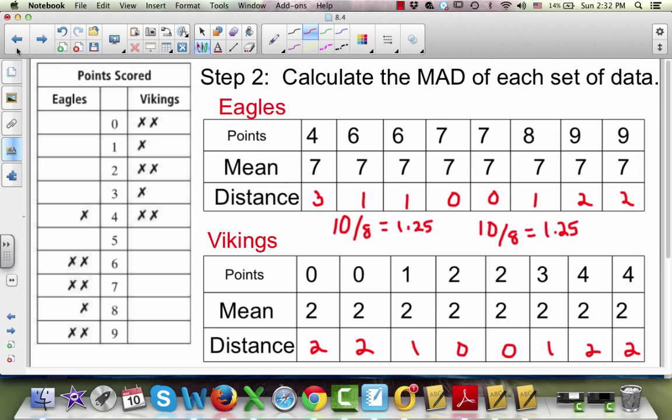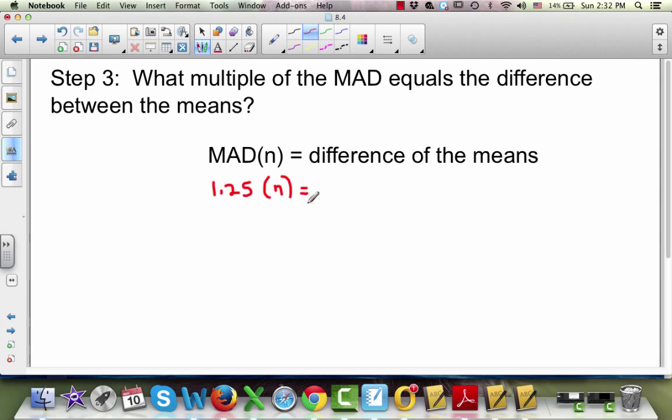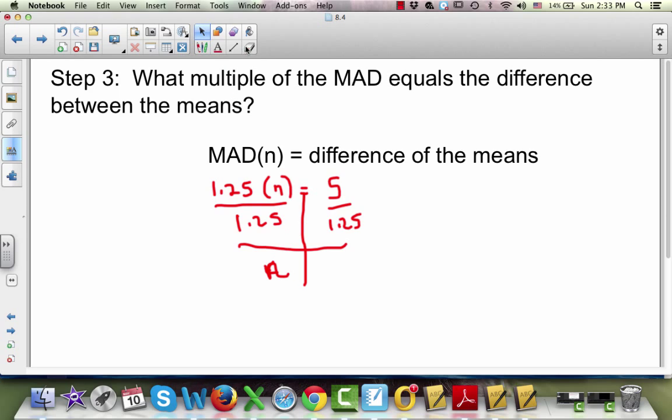So we come back over here to the means. The mean was 7. The mean was 2. So what's the difference between 7 and 2? Right, that's 5. So we divide by 1.25, divide by 1.25, and that gives us n. That gives us n equals 4, because 5 divided by 1.25 is equal to 4.